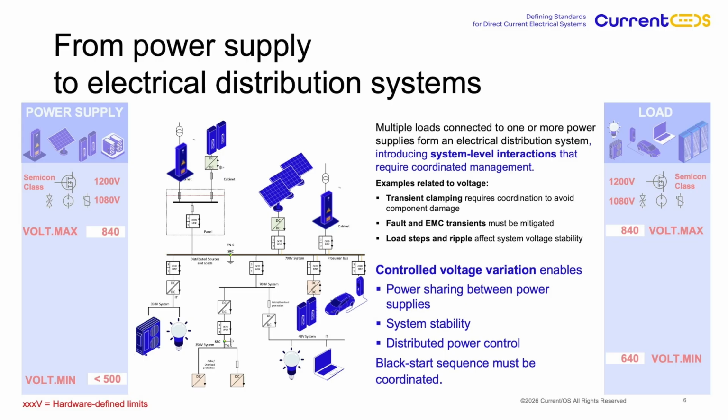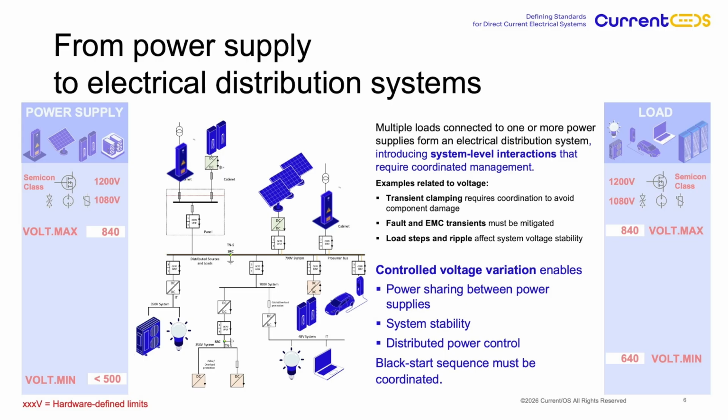Voltage variations must also be tolerated in order to enable proper load sharing between different power sources and prevent one source from carrying the full contribution, while others remain inactive. These voltage variations also provide valuable system-level indicators for maintaining installation stability and even for controlling distributed power demand.